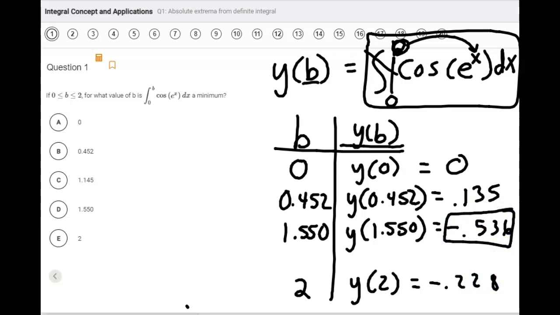The question wants to know what value of b will give us that, and the answer is 1.550. So on this one the answer is D.